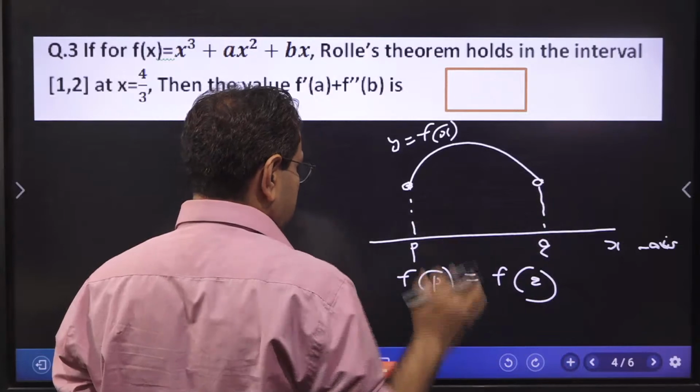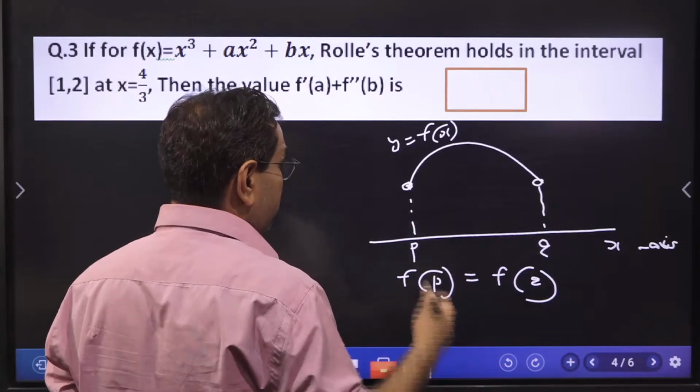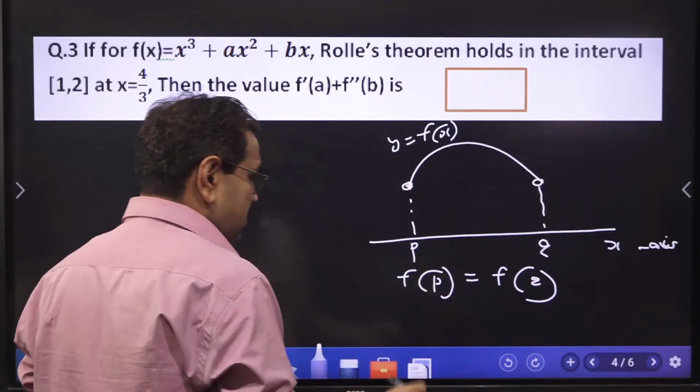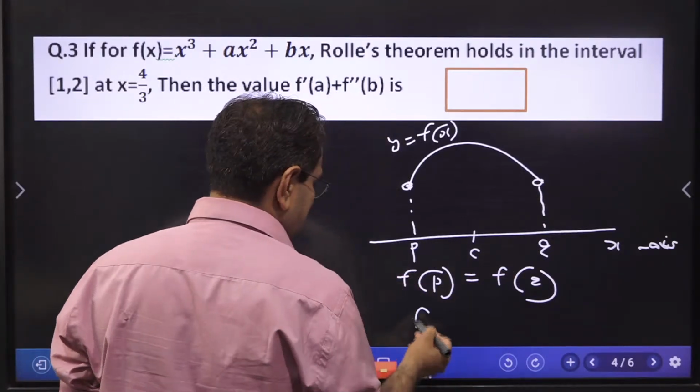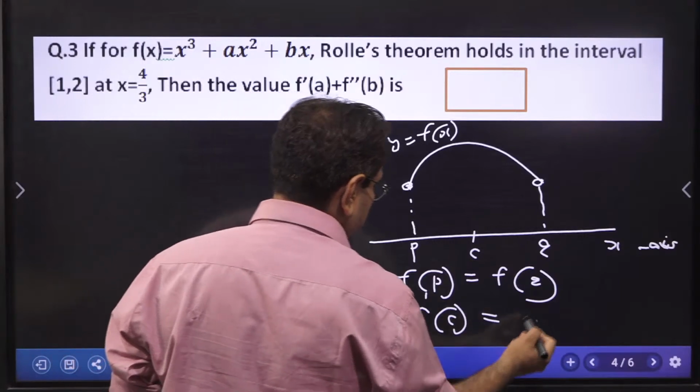If these 3 conditions are fulfilled, then according to this theorem, there exists at least one real number, say C, such that f dash C is equal to 0.